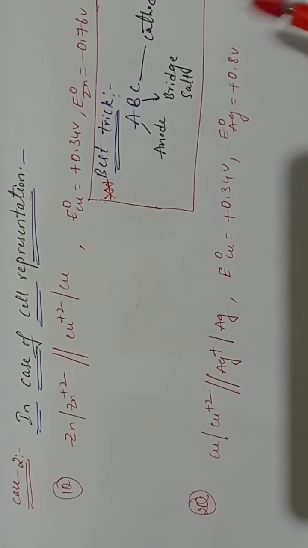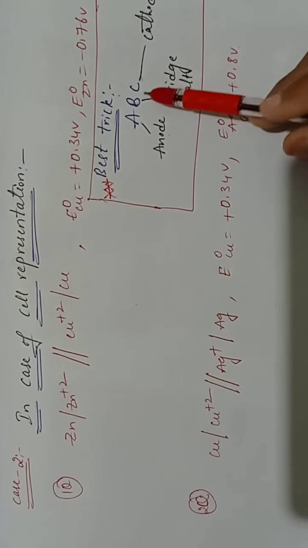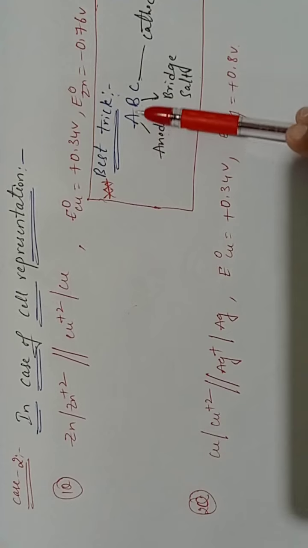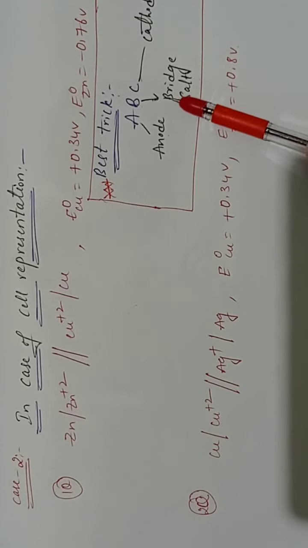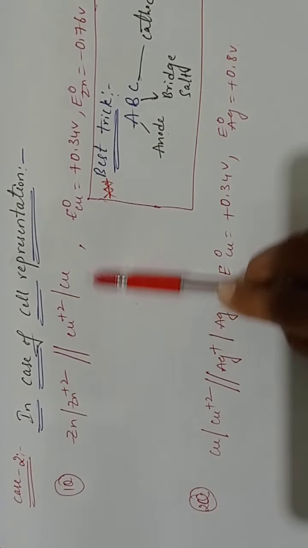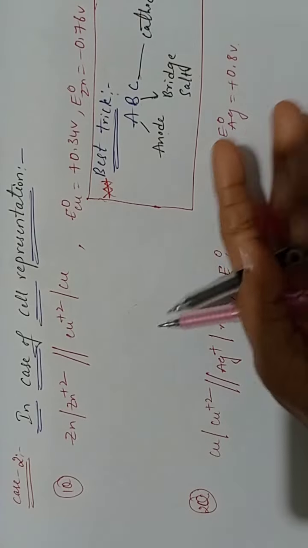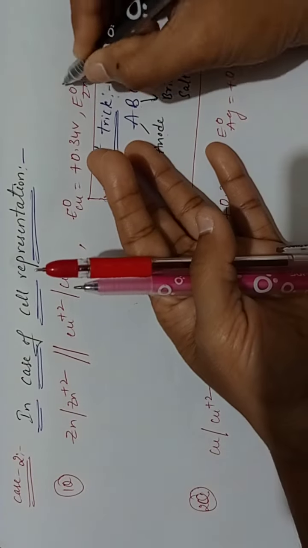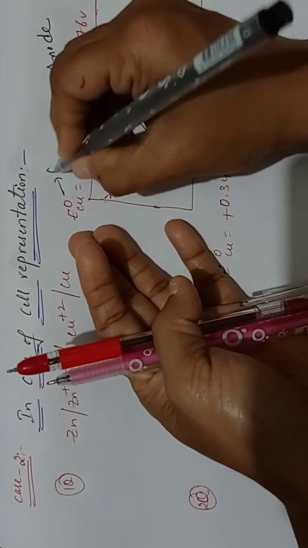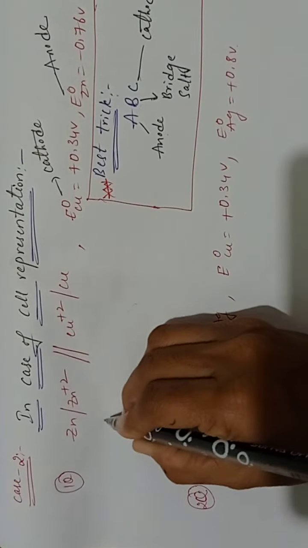The ABC trick. A indicates anode, B indicates bridge, the salt bridge, and C indicates cathode. This is the anode, this is the bridge, this is the cathode. Now the anode is which one, students? The zinc electrode, with E naught zinc. It is acting as anode and copper is acting as cathode. Now we have to find the E naught cell.